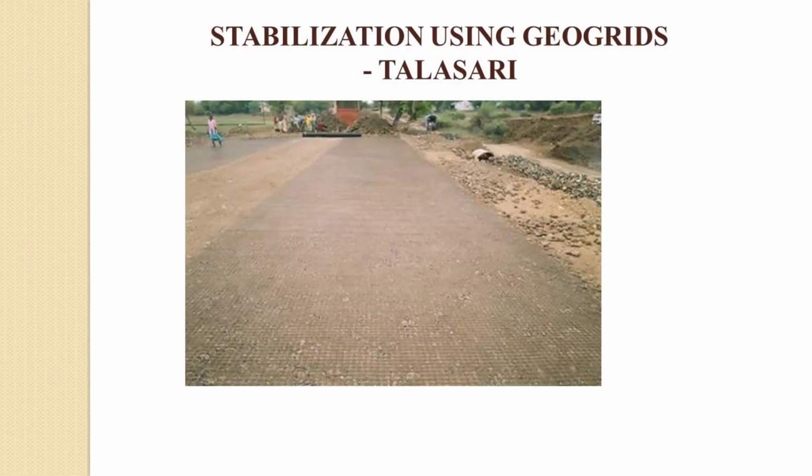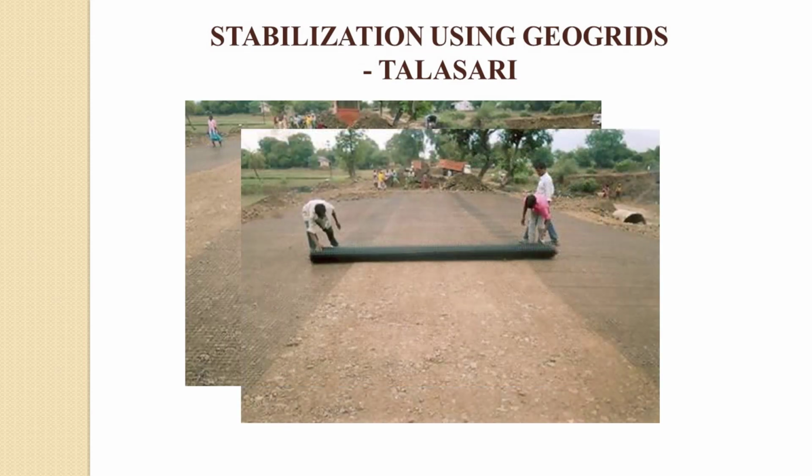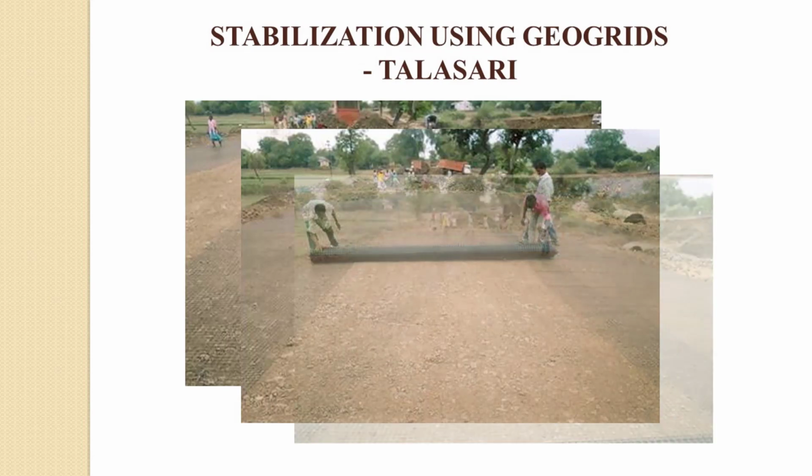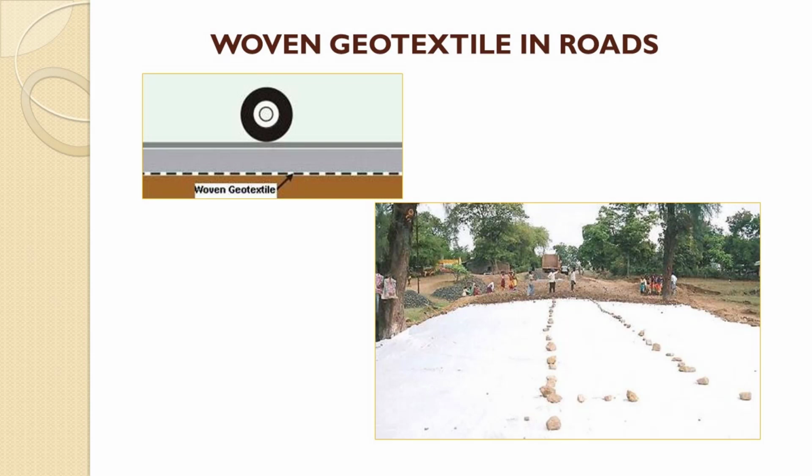Now, this is just to show you some pictures. This is how the grid is laid over the prepared surface. Now you see in the laying there is an overlap. That's how it is laid. It's ready for receiving the other granular material above it. Similarly, a textile can be used also, which works by friction.